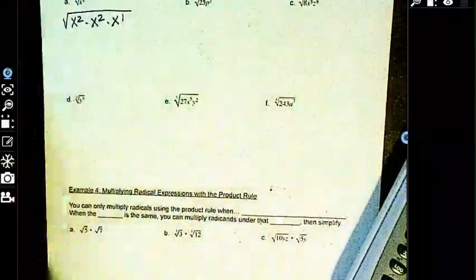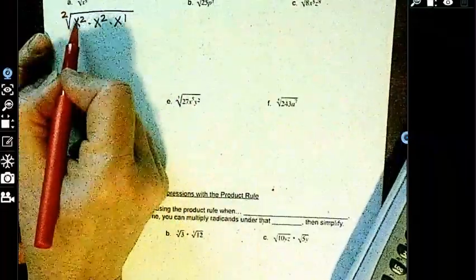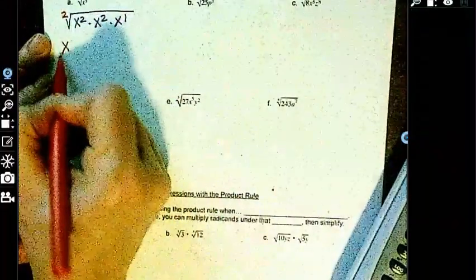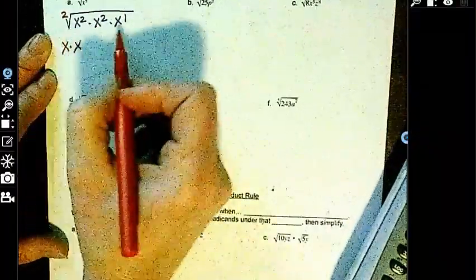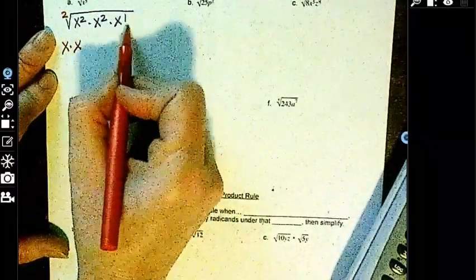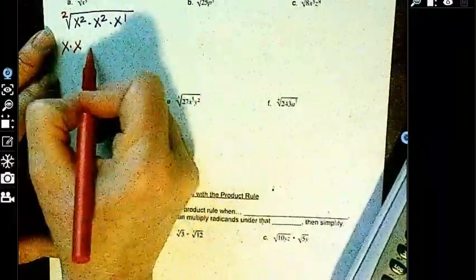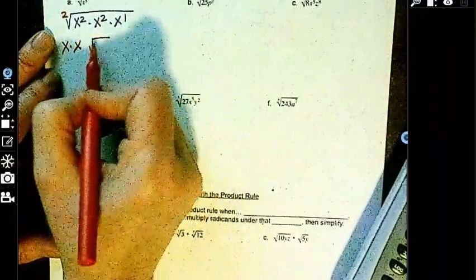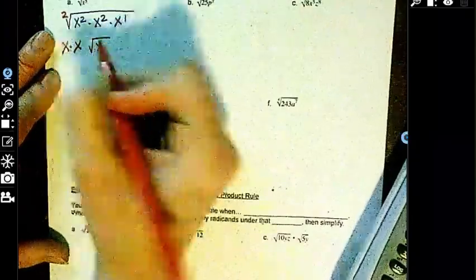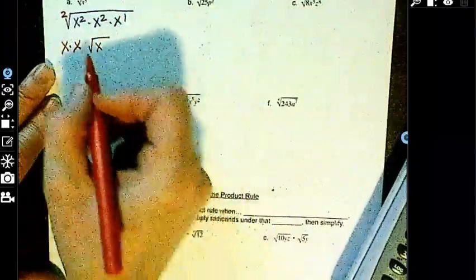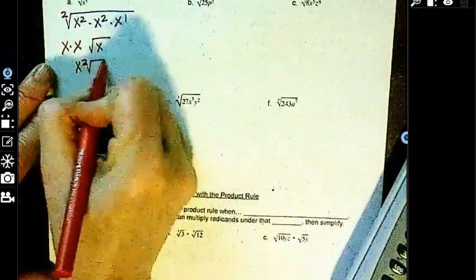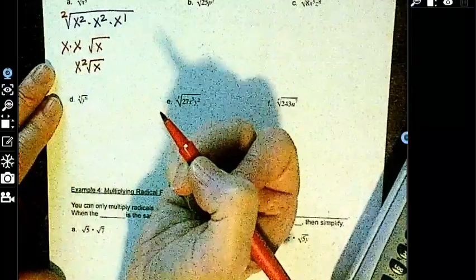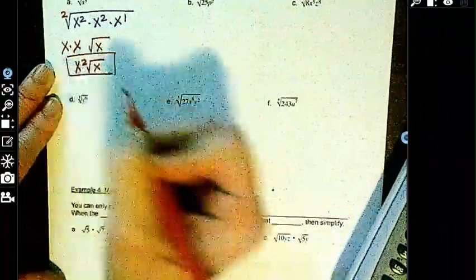And this is a square. The index here is 2. So the square root of x squared is x. I can take it out. Now this remaining x is not large enough to take out, so I have to leave that under the radical. And so when I simplify this, the square root of x to the 5th is really x squared times the square root of x. Okay, that is simplified with variables.